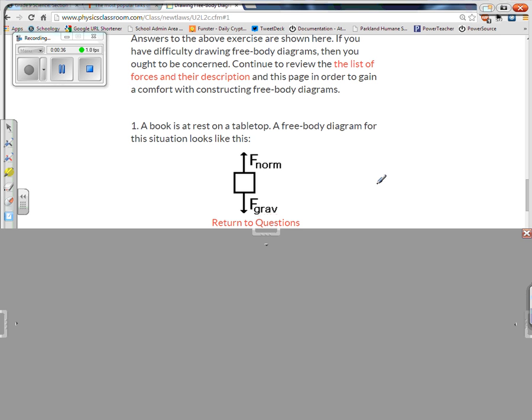Okay? You'll notice here that they did not draw the surface. I would recommend you draw the surface. I thought it was Ft. T is for tension. Okay?